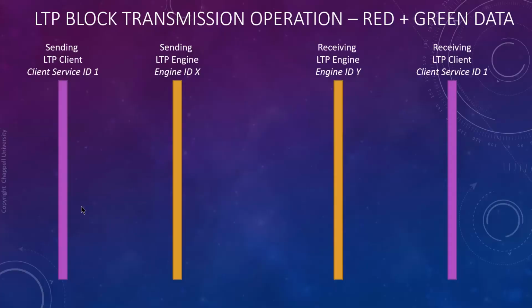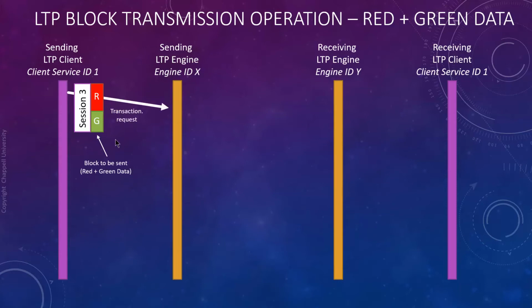Let's look at what the communication would be like if we have both red and green data in the session. In this case, we're on session number 3, and we have red data. Remember that red data comes before green data, so the red data is sent first, and then the green data. All of this is considered the block, not a red data block and a green data block. All of this is the block. So we're going to have an end of block marker at the end of the green data packets.